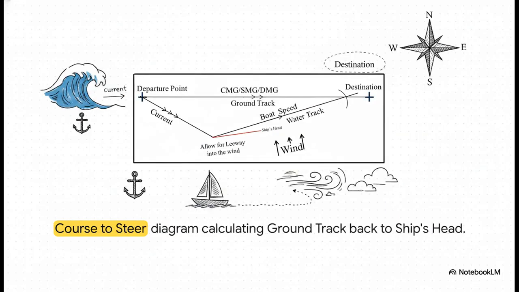Now, flip that around, and you have the complete reverse process for a course to steer. Since this is predictive, you actually start with your destination. You draw out your ground track first. That's the exact line you want to make good over the seabed. Then you apply the current vector right at the start, measure your boat's speed to find the water track, and finally, you allow for that wind leeway. Working backward like this reveals the precise ship's head you need to give to your helmsman. If you steer that heading, the elements will literally push you directly to your goal. It's almost like a magic trick.